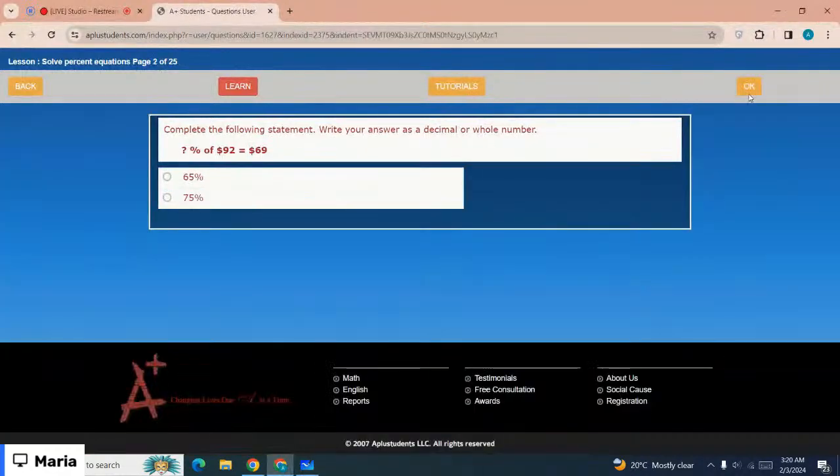Okay, the next one is complete the following statement. Write your answer as a decimal or whole number. So what percent of 92 equals 69? That's the one we did in the tutorial. So which is the correct option? Who remembers the answer? Which is the correct option? What percent of 92 is 69? Let's just do this one on the board.